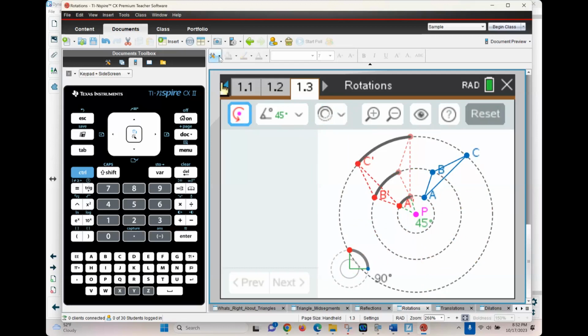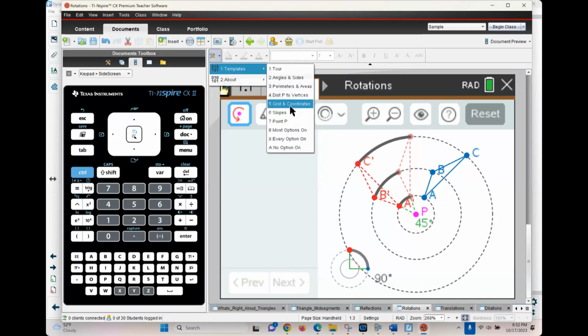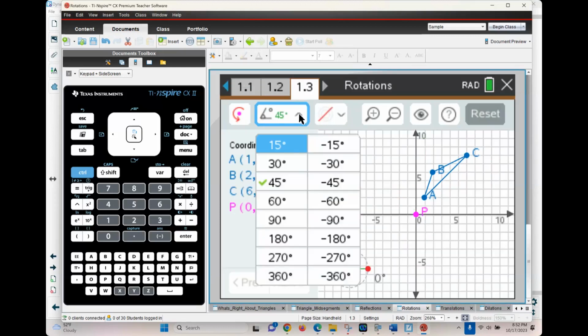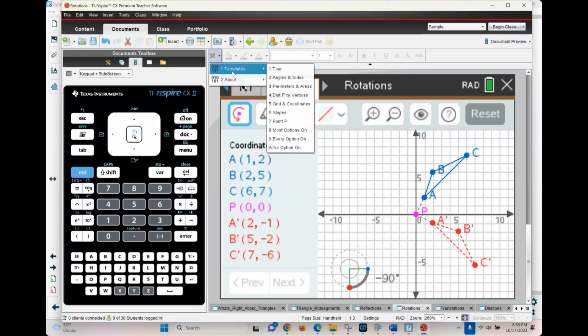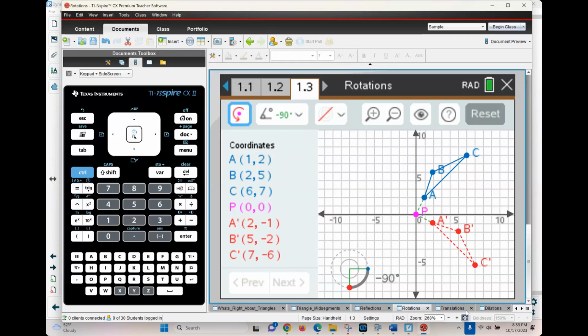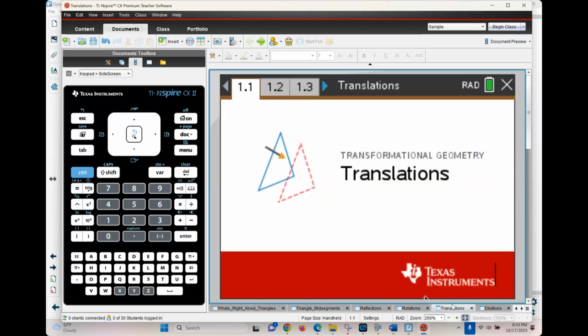Okay, and again, I could go ahead and bring up a grid if you want to talk about a grid, and I could change the angle of rotation to be, let's say, negative degrees instead of positive degrees. And so let's rotate negative 90 degrees and see what that does to the coordinates. Another negative 90, another negative 90, and so on. And you can see what's happening there, okay? And there's a lot of things on here. You can talk about perimeters and areas, angles, distance to the vertices, slopes, all kinds of cool things, okay? But again, I'm running out of time, so I'll go to translations.